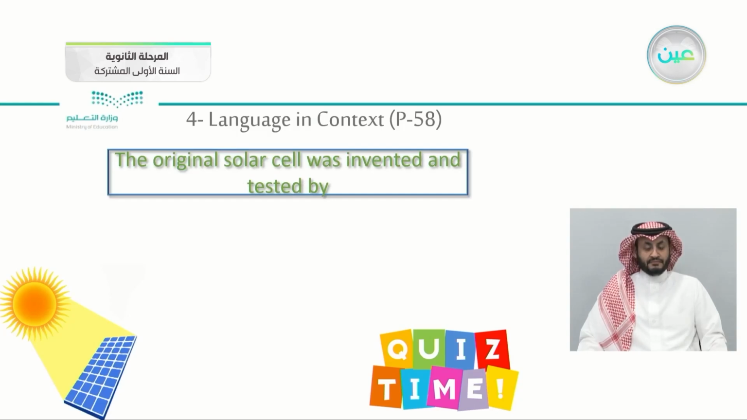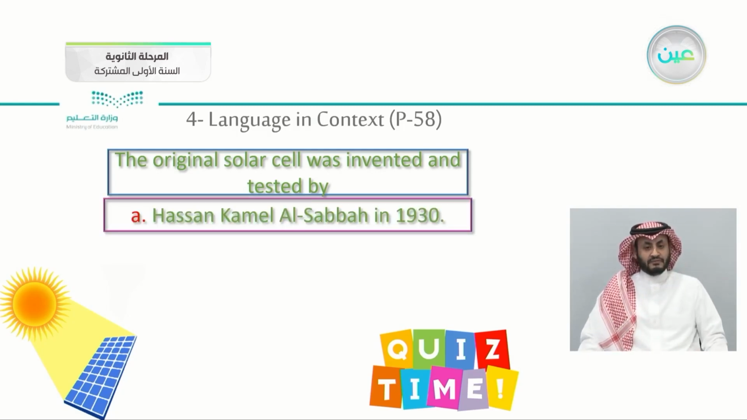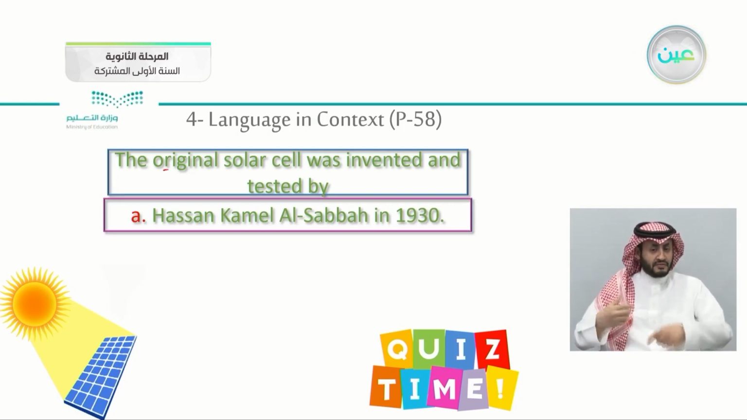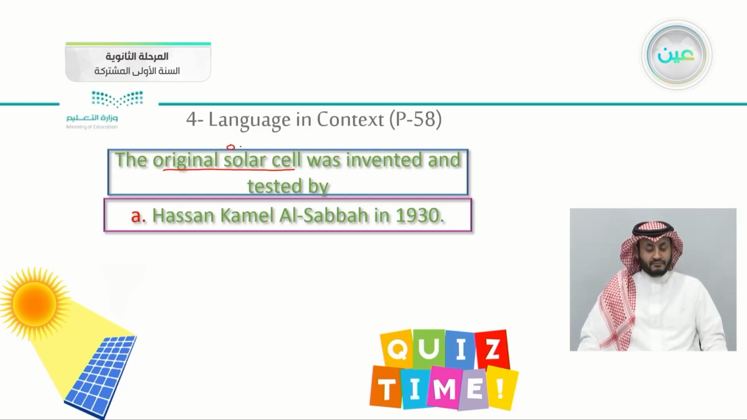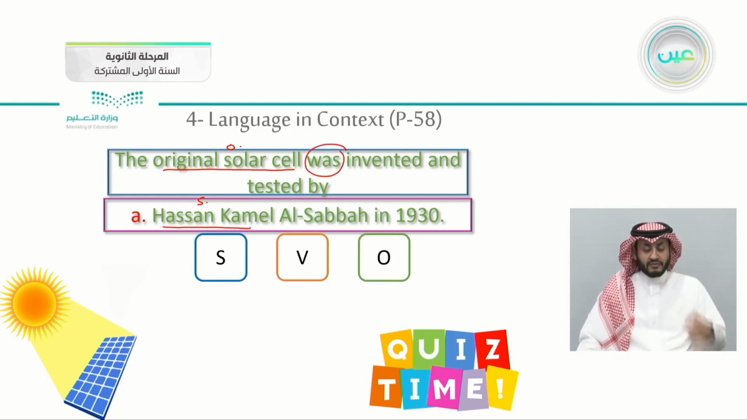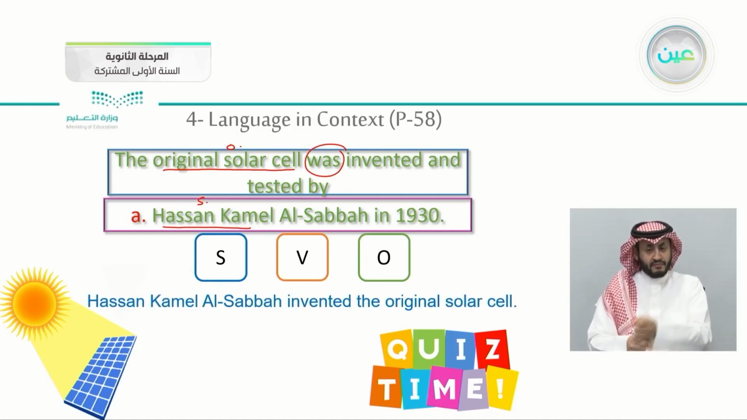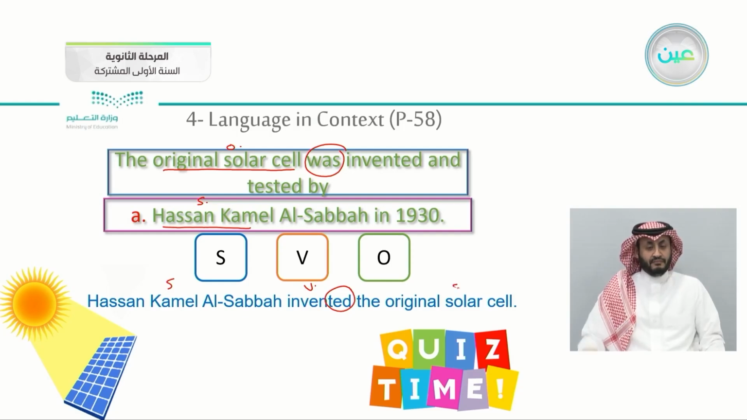One more. The original solar cell was invented and tested by whom? Who made it in the past? By Hassan Kamil al-Sabbah in 1930. What did he do? He came up with the original solar cell. So this is the object, and he did the action. He is the subject. Notice, "was" for the past. So let's use the subject, verb, object order. Hassan Kamil al-Sabbah invented and tested the original solar cell. Subject, verb, notice the -ed, and this is the object.